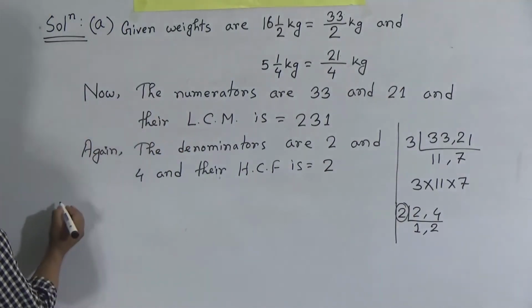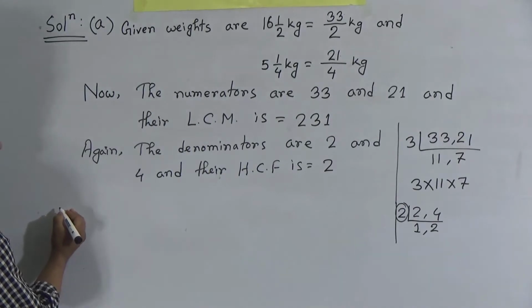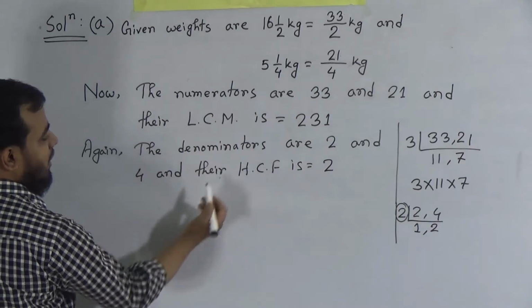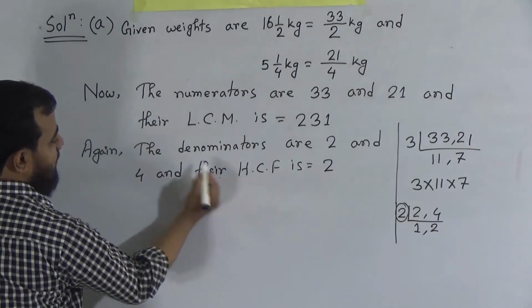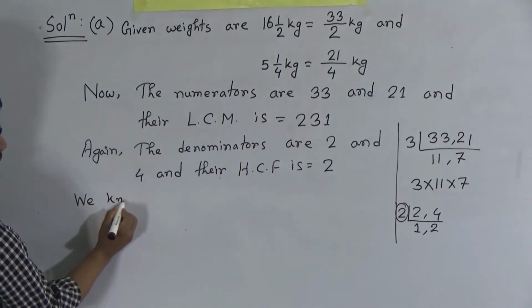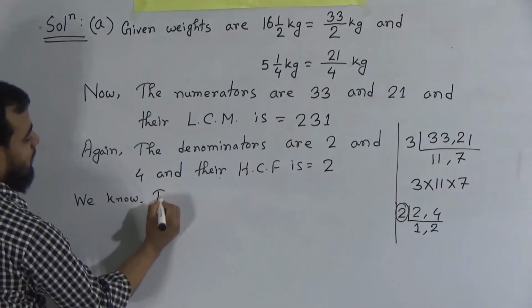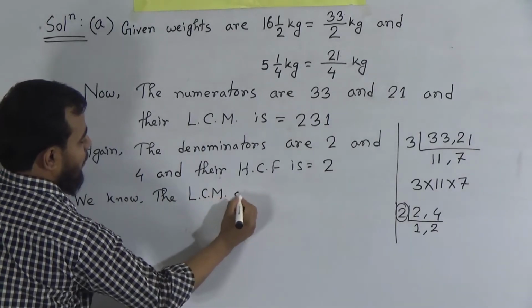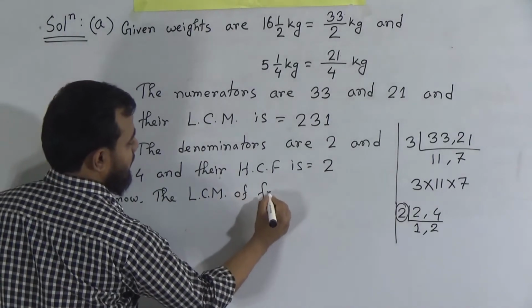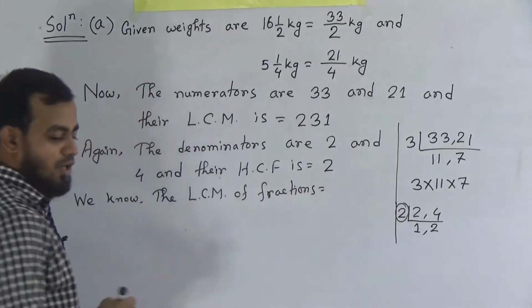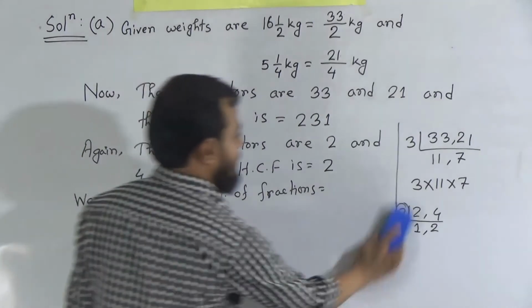Okay. So now we have already done the calculation of the LCM of the numerators, and the calculation of the HCF of the denominators is done, and we know the LCM of fractions, that's equal to what? We have to erase these.